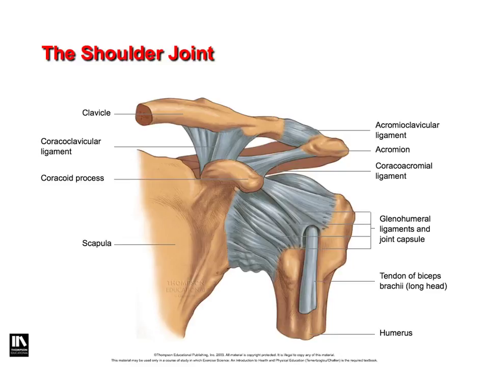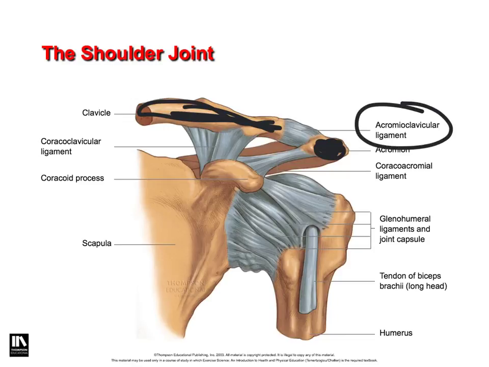So for example, when we're looking at the acromion is right here, and the clavicle is right here. So the ligament between, you take the lower bone, acromion, and add it to the clavicle. So acromioclavicular is the ligament that's in between there.